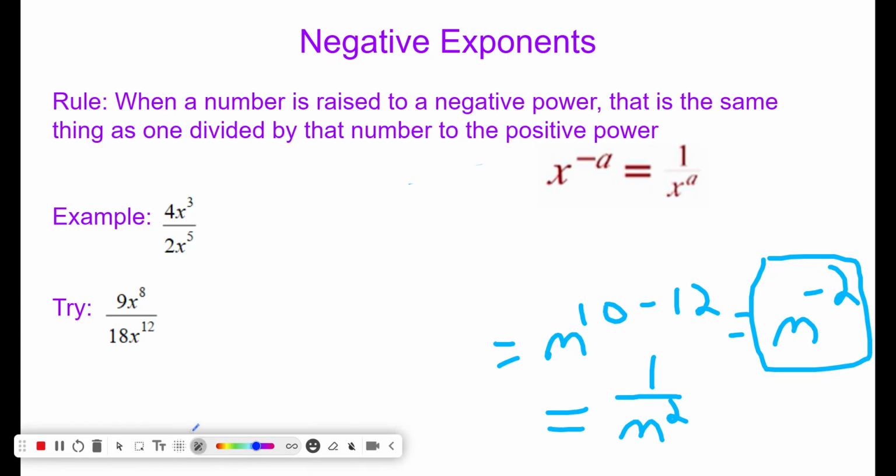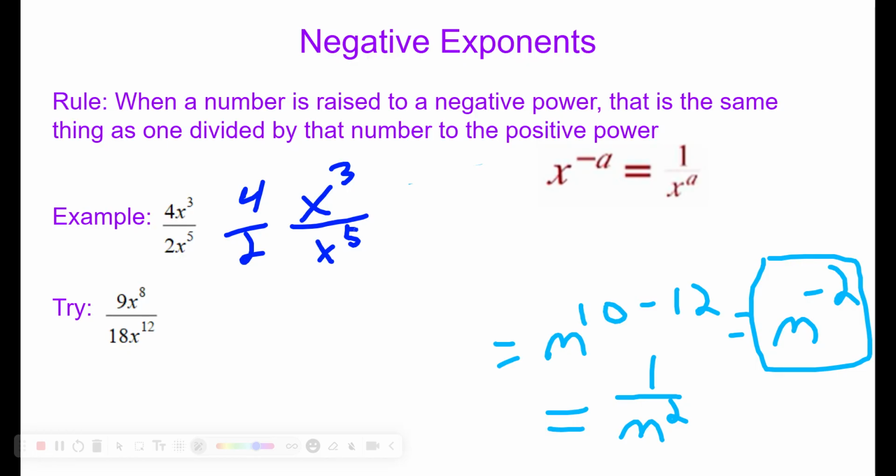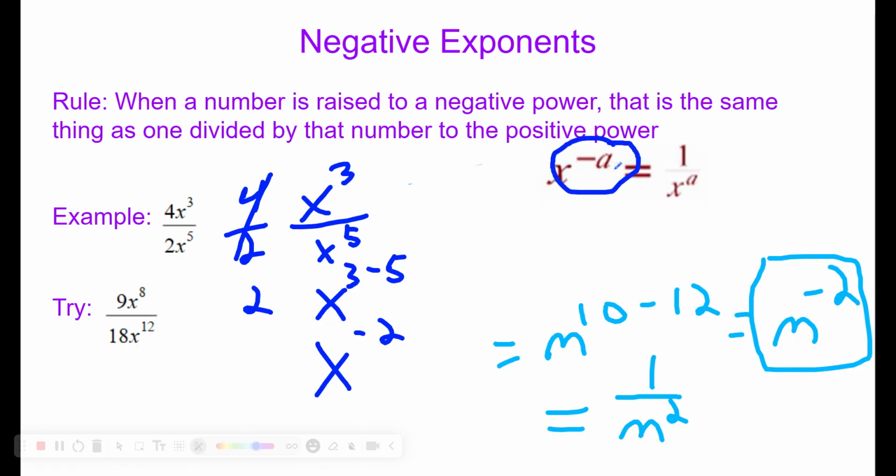We know that we can do 4 divided by 2, and we can do x to the third divided by x to the fifth. 4 divided by 2, that's 2, so that's nice. And then x to the power of 3 minus 5, using our division properties, is going to be x to the negative second power. All right, so what we have left here is 2 and x to the negative second power. We don't ever want a negative exponent as our most simplified version.